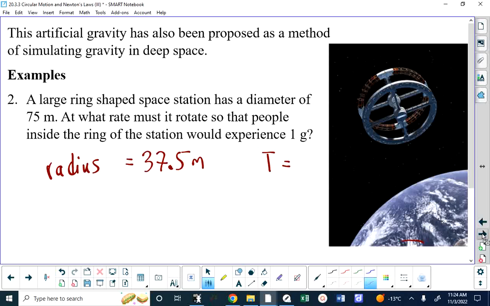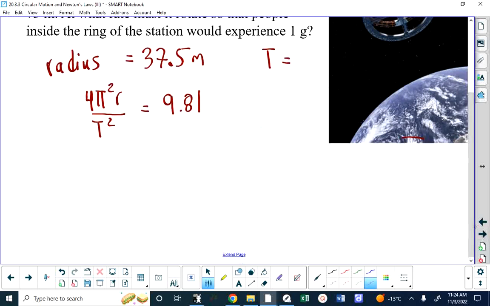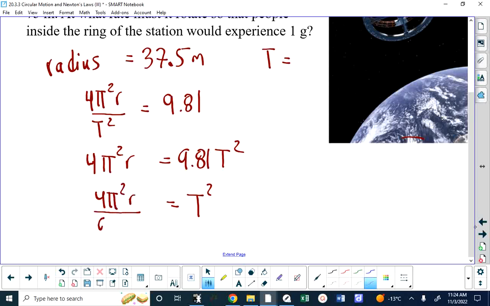So all we're going to do is say that v squared over, well, I guess we're going to have to use this: 4 pi squared r over t squared equals 9.81. We pretty much have to use that formula because we're trying to find the time directly. If it said how fast does the outer edge move, we would use v squared over r. What do I have to do here to find t? If I cross multiply, I get this, right? So I divide both sides by 9.81, and I get t squared equals 4 pi squared r over 9.81.